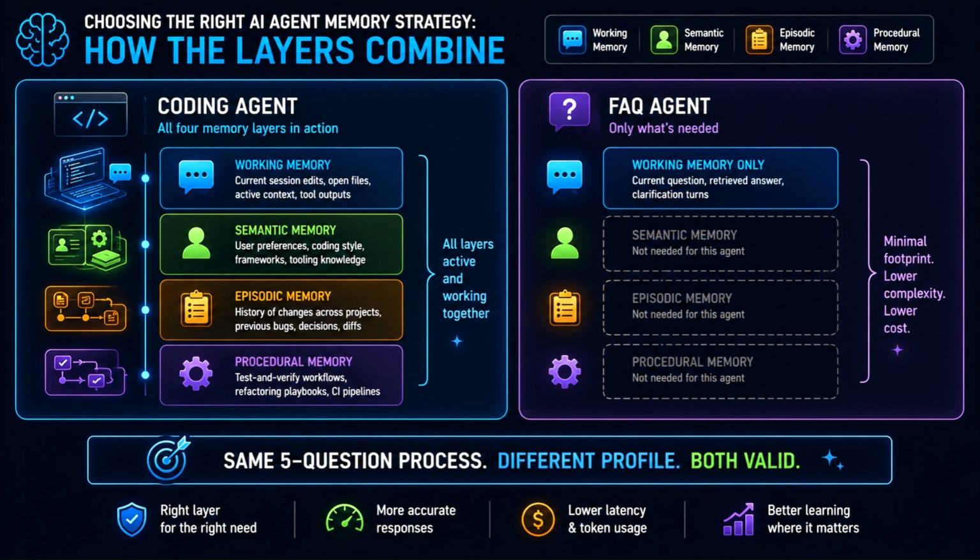Both outcomes are completely valid results of running the exact same 5-question process. The difference comes entirely from the type of information each specific agent actually needs to retain and how it needs to use that information afterward. This is the core insight worth internalizing. Memory architecture isn't a single upfront choice you make once. It's an emergent property of correctly classifying every category of information your agent will ever handle.